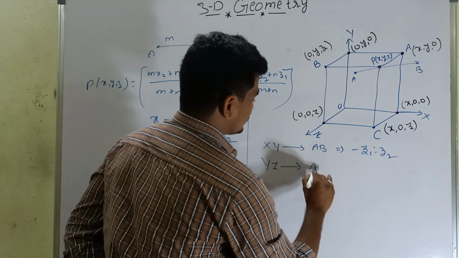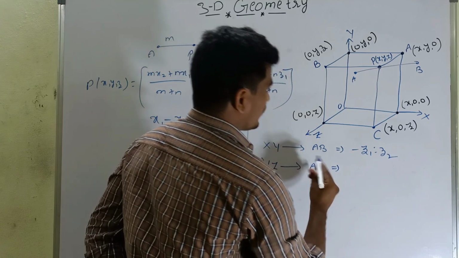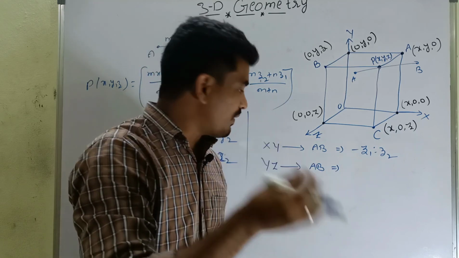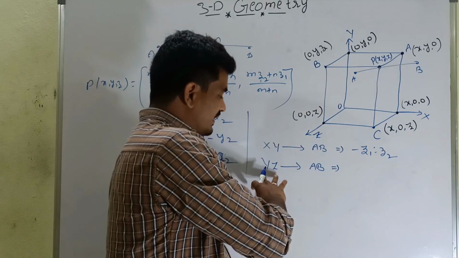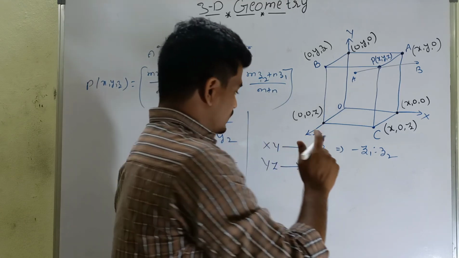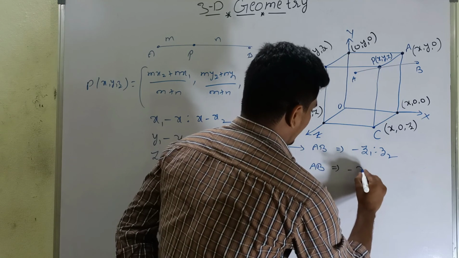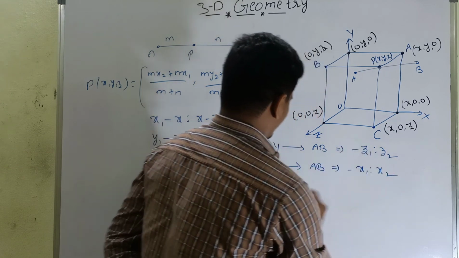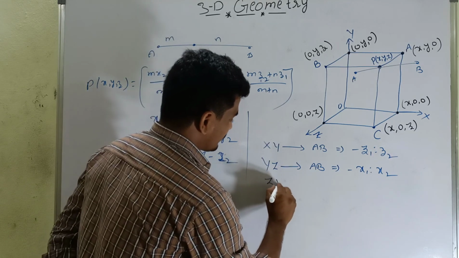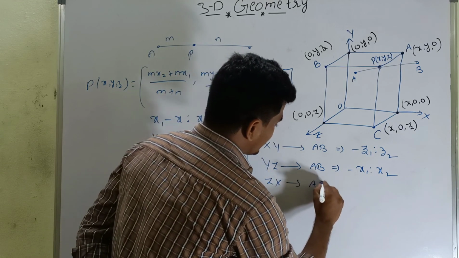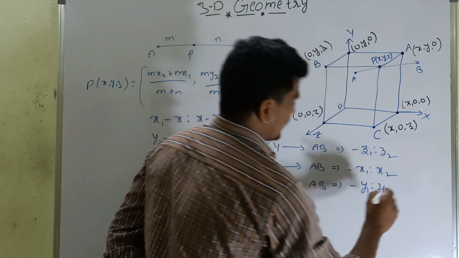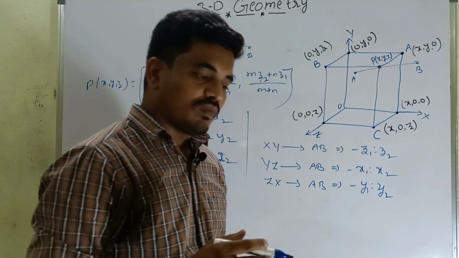And in what ratio does the YZ plane divide AB? If A and B are the 2 points, the YZ surface divides them in what ratio? So we can get minus x1 is to x2. And similarly, xy completed, yz completed, next, in what ratio does zx divide AB? Means we can get minus y1 is to y2.